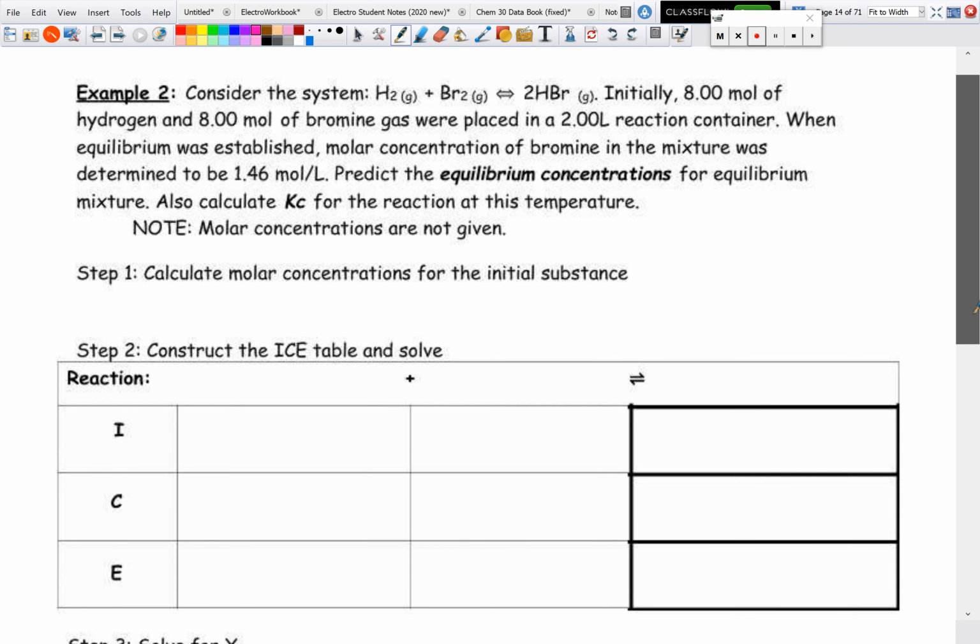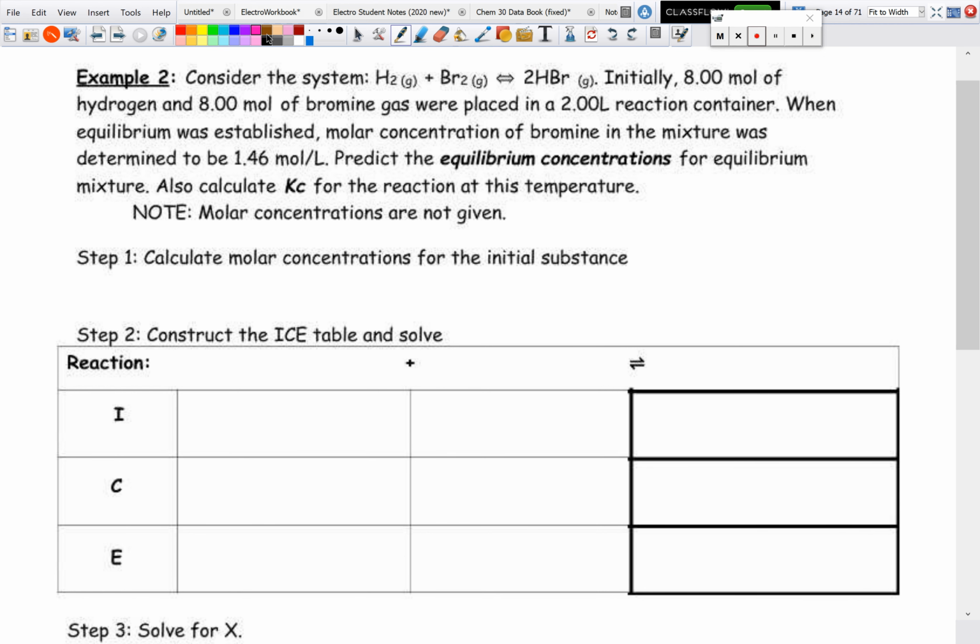So example 2, I don't know why there was a blank page there. So example 2, we have a new system, so hydrogen plus bromine produces 2 HBr. Now initially 8 moles and 8 moles was placed in 2 liters. So our first thing in this right here, where we're not given concentrations, you do need to solve for concentrations first. I'm just doing this really quick.